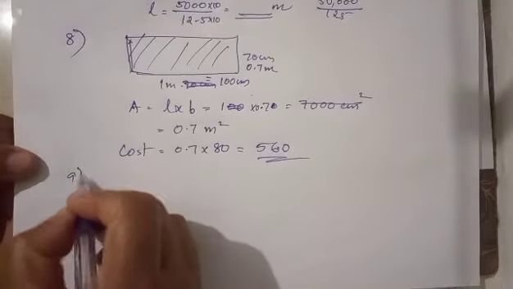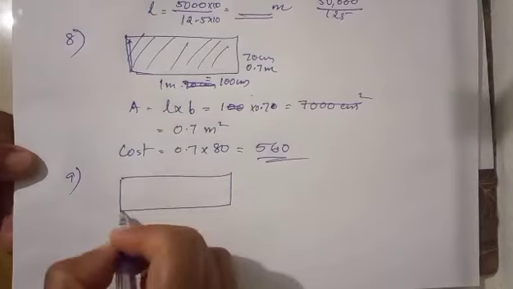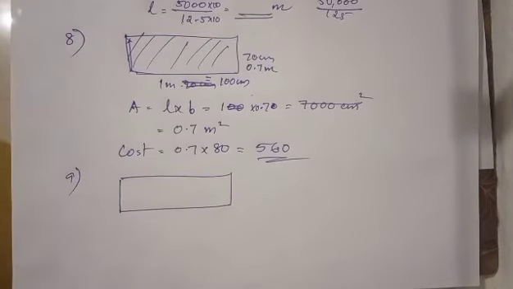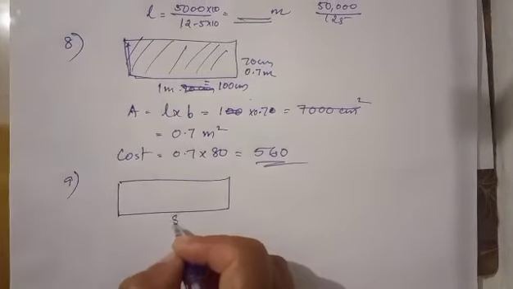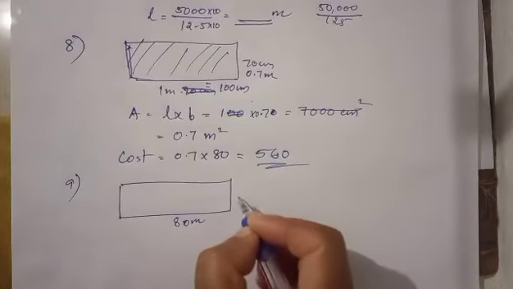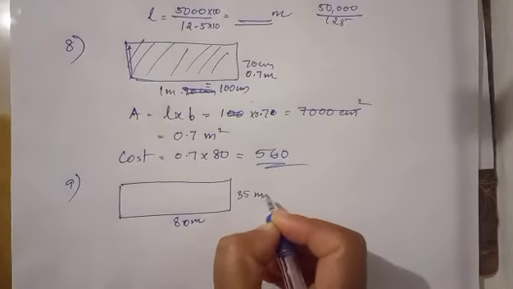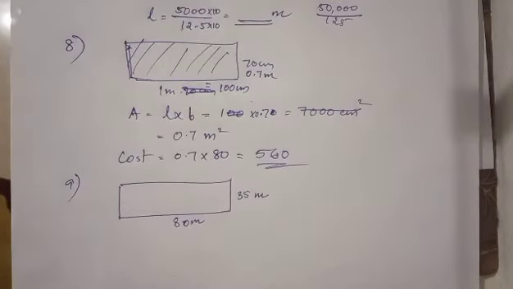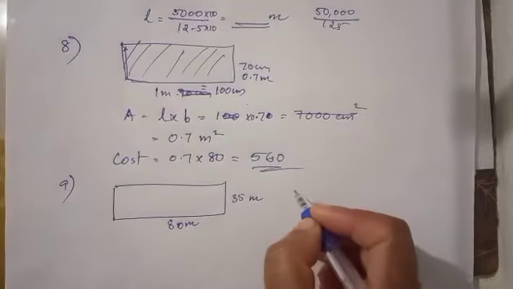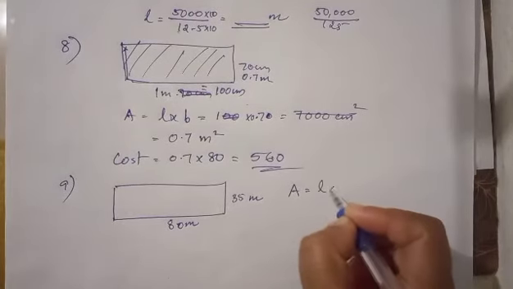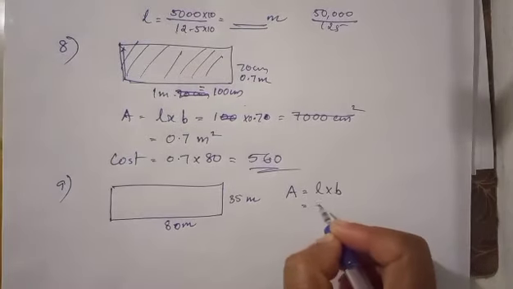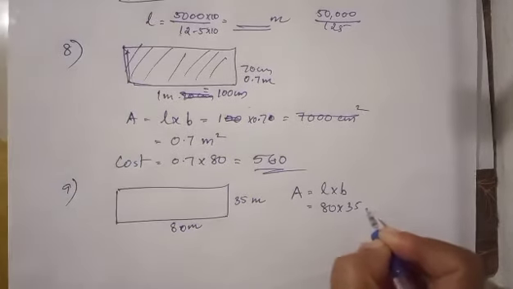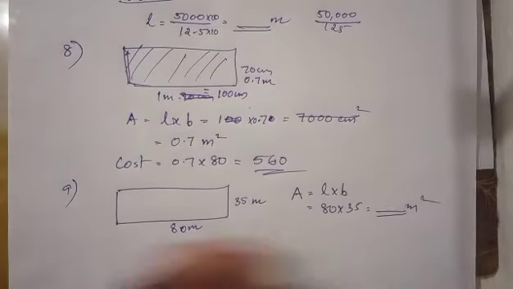There is a playground. It is in rectangular shape because measures are given, 80 meter and 35 meter. They are not equal, so we can say that it is a rectangle. Find the cost of leveling it at rupees 450 per square meter. Per square meter, so we have to calculate the area. Length into breadth, that is 80 into 35. We will get one answer in meter square.